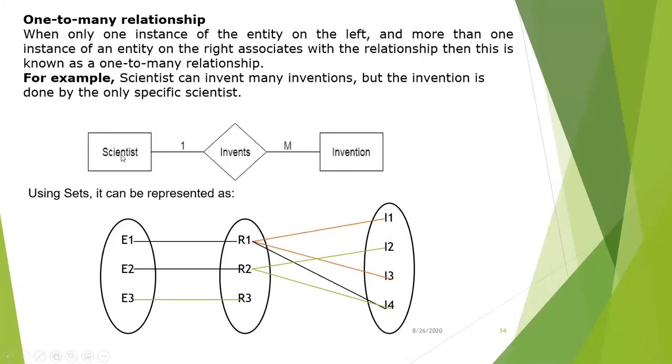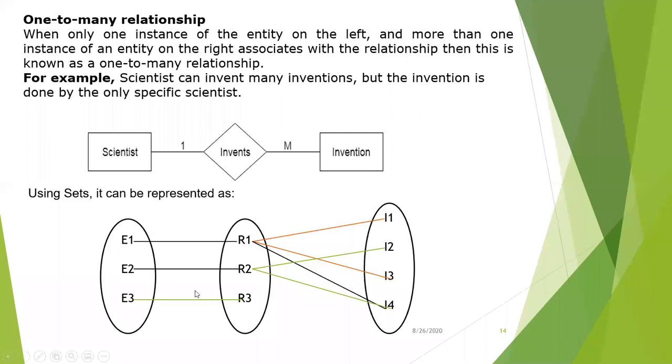And in this example, a scientist invents more inventions, so it is associated with more inventions. Coming from the right side, any number of inventions are invented by only one scientist, and any number of articles are published by one professor. This is the best example for one-to-many relationships.